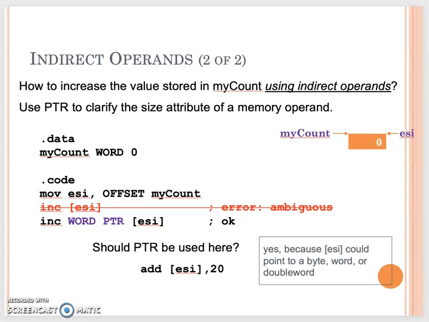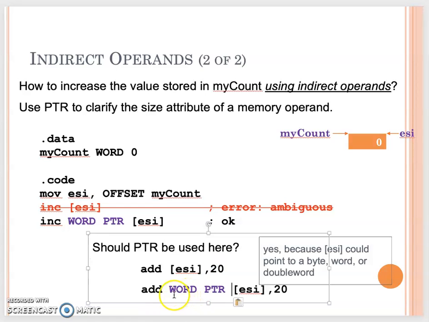Then the same thing for this one. Should we use the PTR for this one? Yes, because when you add ESI by 20, 20 is a constant number. So we don't know how many bytes from the ESI I need to read. On the other hand, for this one, you do need to use the PTR to let it know how many bytes to read. For example, here we're using WORD PTR, so we know we read 2 bytes from the ESI, and then we add 20. If it is just like this, we don't have enough information.